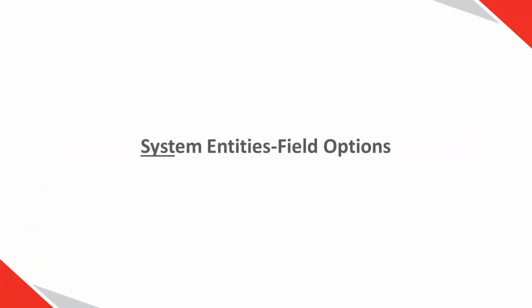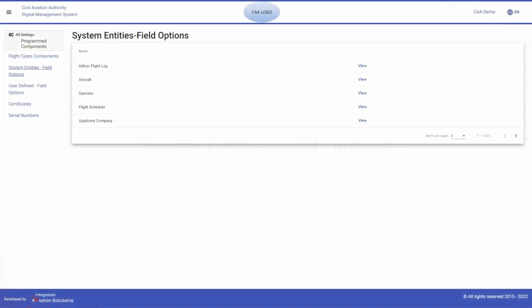In this video we will discuss how you can add additional fields to system entities. While there is an extensive set of fields under each entity defined by the system, sometimes there is a need for the CAA to require additional information related to the flight legs, aircraft, air operator, users and so on. Thereby, you can define all the necessary fields in this section to make sure it fits CAA's requirements.